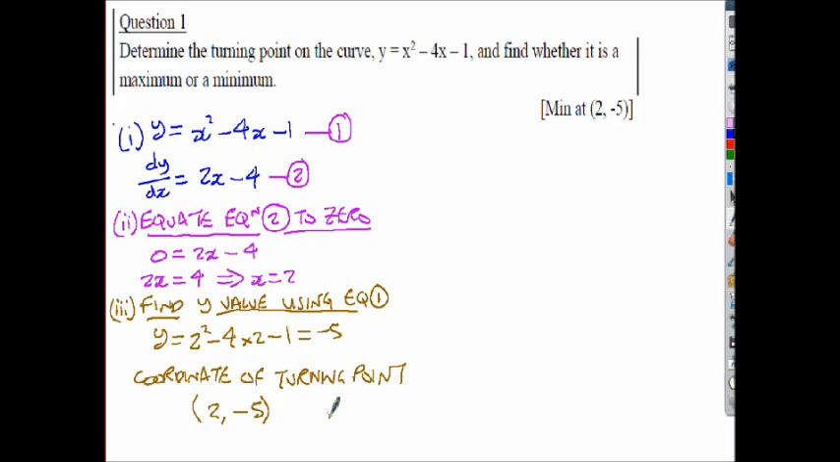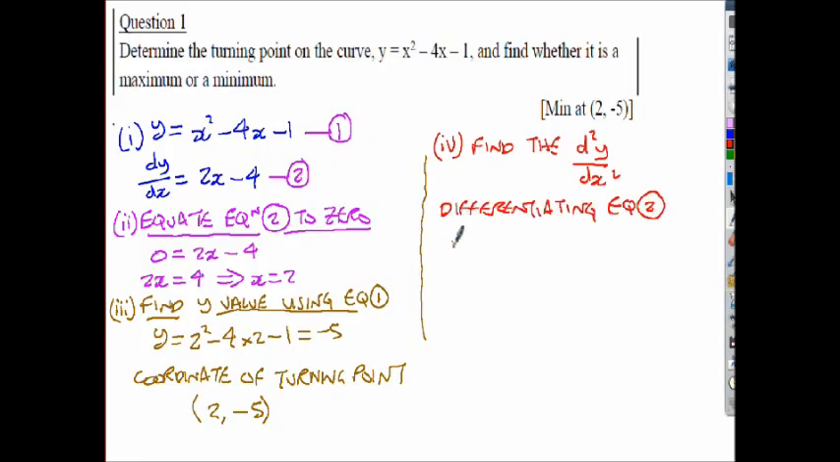What we don't know without seeing the graph is whether we've got a maximum or minimum. So we need to find the second differential. So let's have a look at that. So step 4. Alright, so differentiating equation 2 in this case. So 2x minus 4 differentiated becomes 2. So d2y by dx squared is equal to 2.